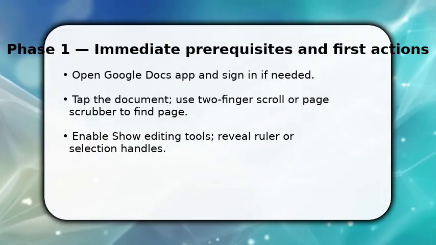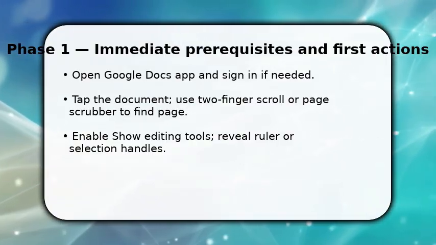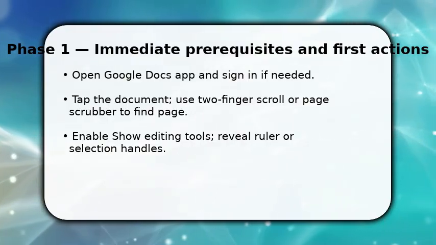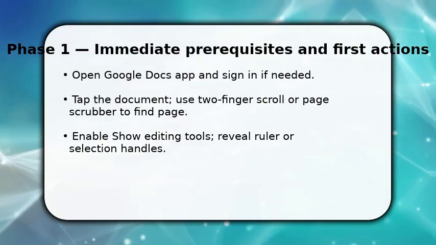You start by opening the Google Docs app and jumping into the document now. Once done, navigate to the page you want removed. Use two-finger scroll or the page scrubber for faster movement. Make sure the keyboard is hidden so the content layout is stable.